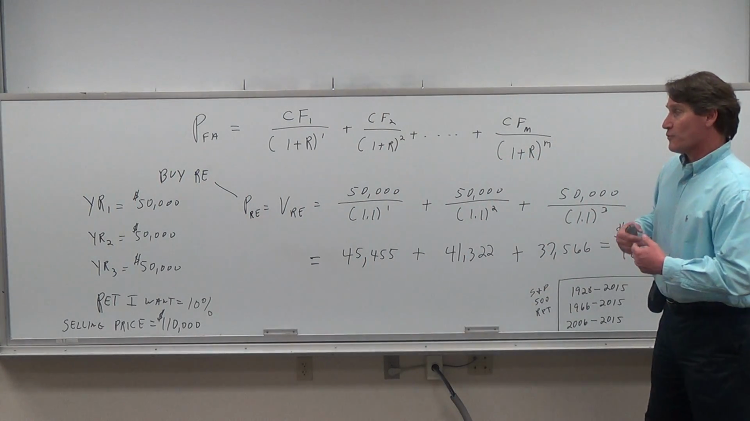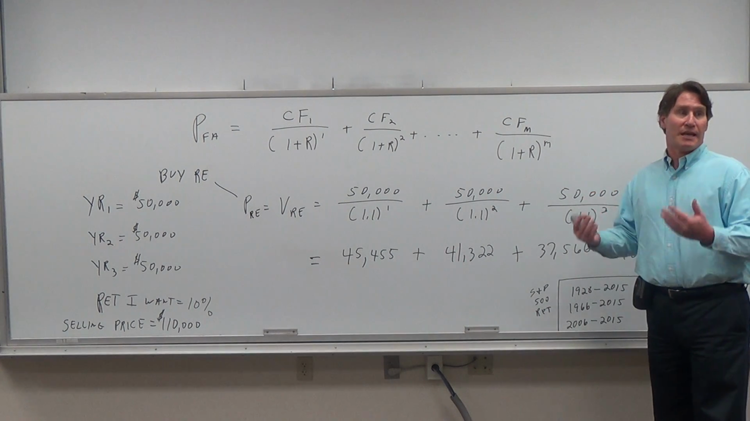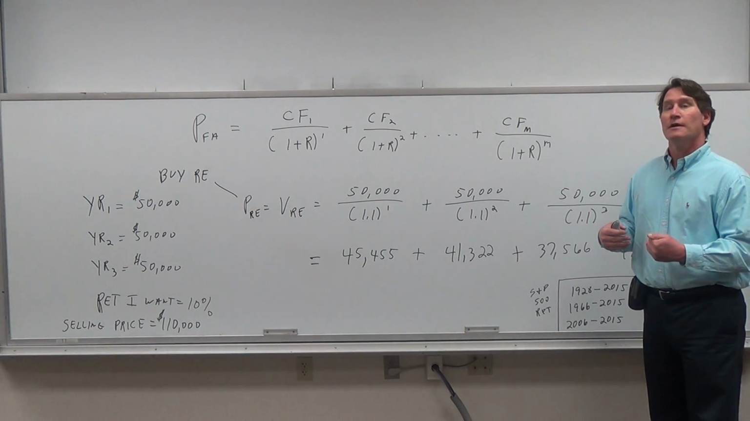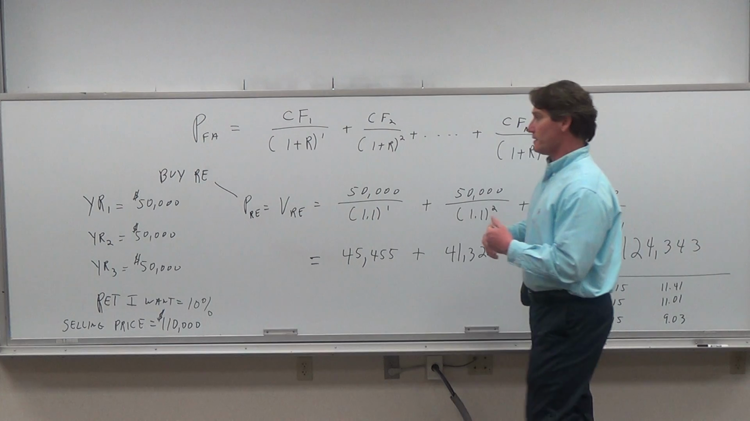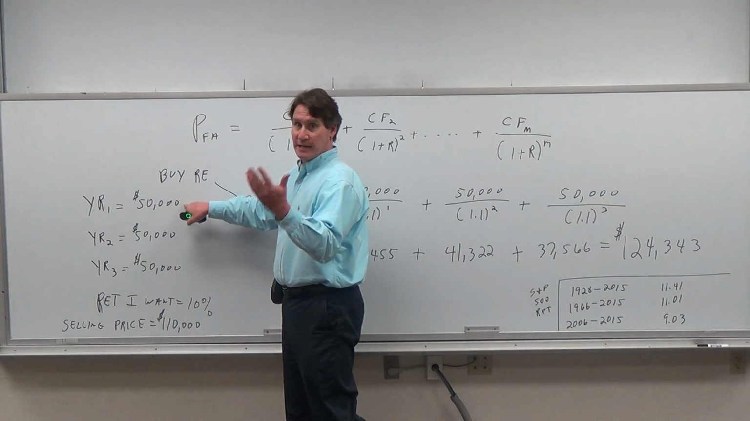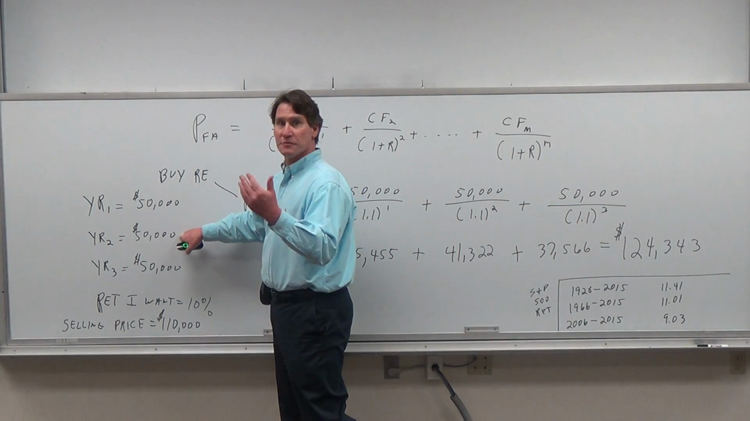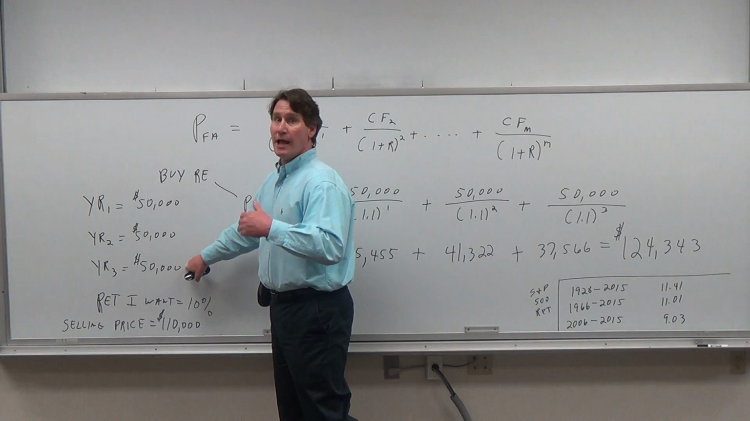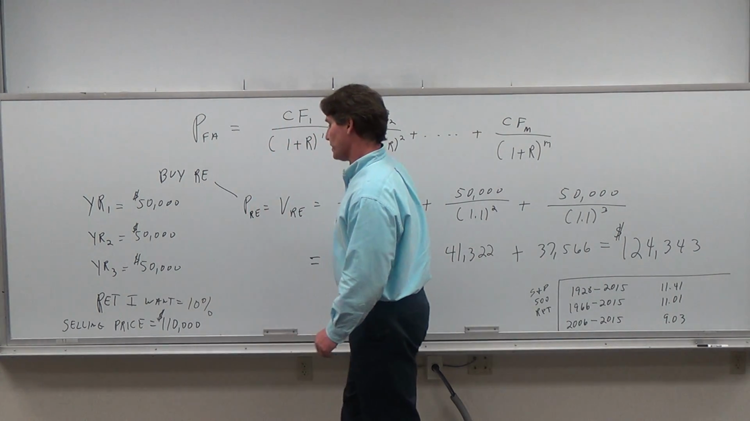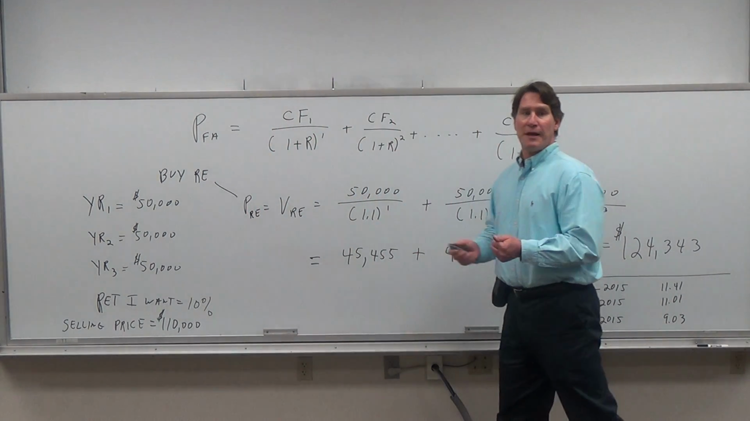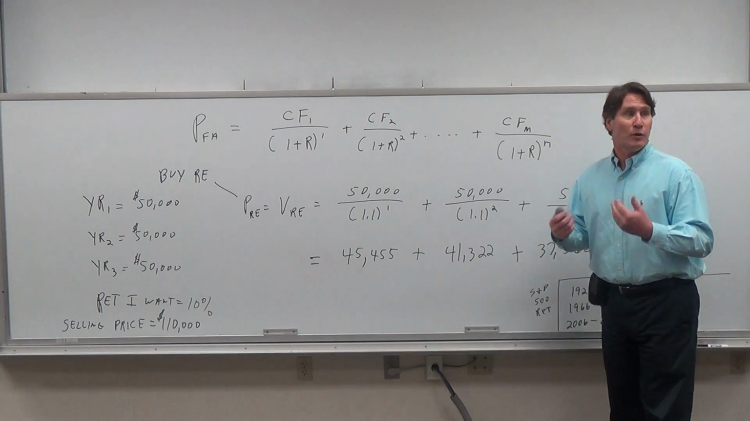I think I can generate $150,000 in cash flows over 3 years. The problem is I'm going to have to wait 1 year from today to get the first cash flow, and 2 years from today to get the second cash flow, and 3 years from today to get the third cash flow. So what am I willing to pay for that real estate?